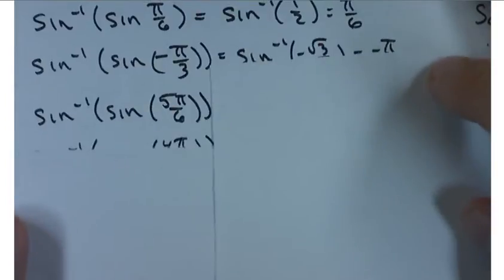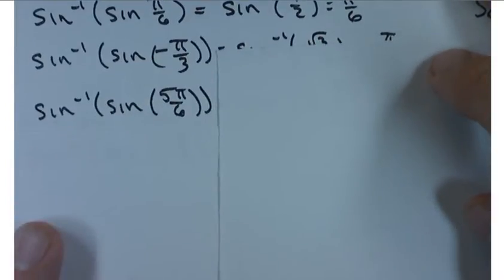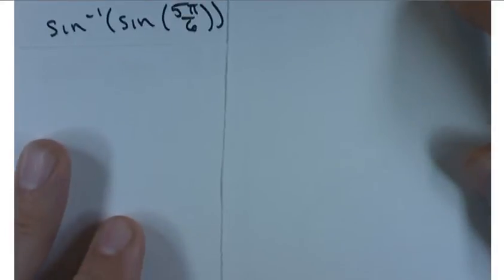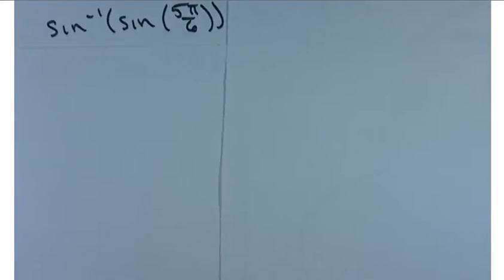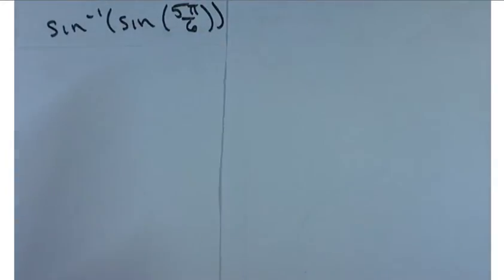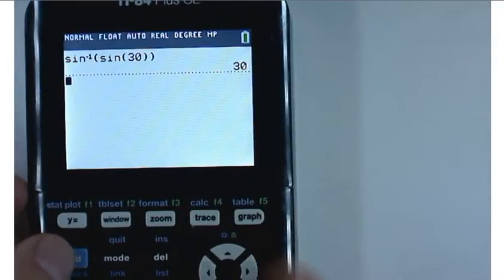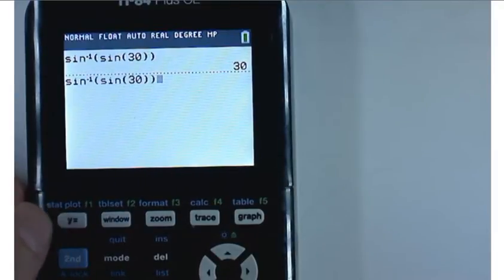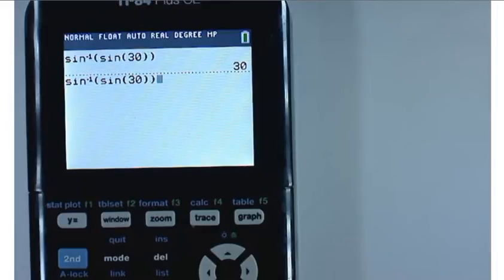Let's skip down to this one. Sine inverse of the sine of 5 pi over 6. Now 5 pi over 6 is 150 degrees. So let's do the same kind of thing for 150 degrees. In fact, here's a quick trick for you. Hit the second key, then the enter key. And what's it do for you? Pulls up your previous calculation. Let's just go over here and type in 150.